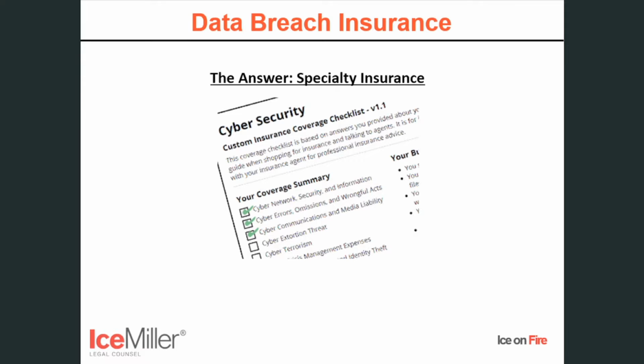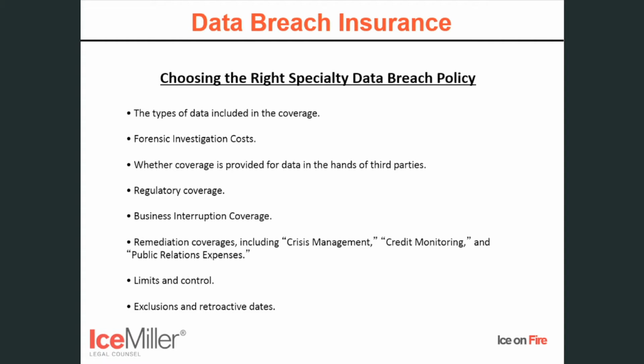So I'll go through this checklist real quick, and I think these are the high points, and I'll try to do it quickly because I know we're pressed for time. But what are you looking for when you're procuring a data breach policy? The first thing on there is the types of data included. Certain things are always going to be included. So-called PII, personally identifiable information, is always going to be included in the policy. But it can also include confidential corporate data. It can even include non-electronic data like paper records.